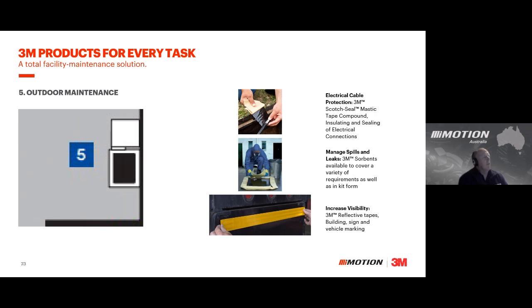They also have a range of spills and leak products in their 3M sorbents that are available to cover a variety of requirements, whether it's oil or chemicals, down to providing increased visibility in their 3M reflective tapes, whether it's for building or vehicle marking or signage areas, to make sure that everyone can see where they need to go or stay away from, to provide a safe working environment for all. Thanks, Shevelin.